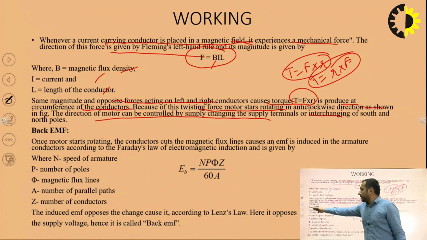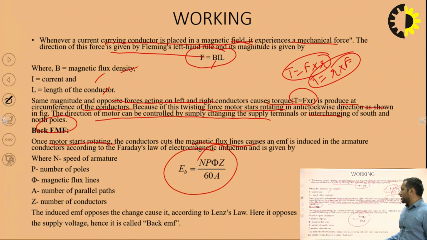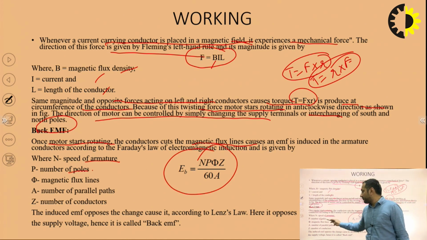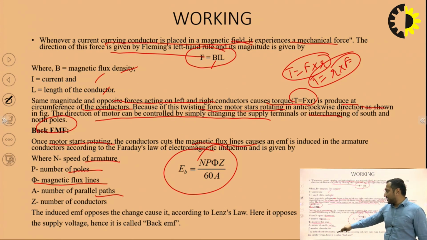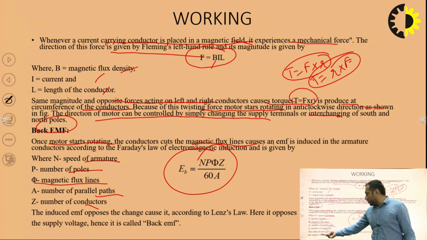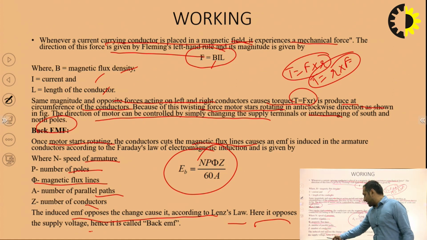So one important point is known as back EMF. Once the motor starts rotating, the conductor cuts the magnetic flux lines, causing EMF, and this is given by this, where N is speed of the armature, P is number of poles, phi represents magnetic flux, A is number of parallel paths, Z is number of conductors. So this induced EMF opposes the change causing it. According to Lenz's law, induced EMF opposes the change causing it. Here it opposes the supply voltage, hence it's called back EMF.